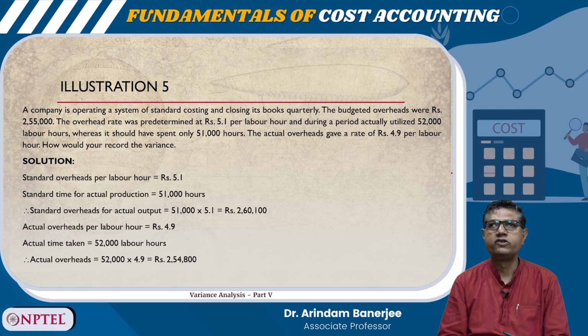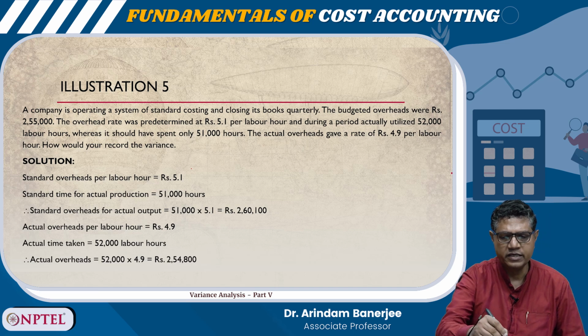Next illustration, illustration 5. A company is operating a system of standard costing and closing its books quarterly. The budgeted overheads were rupees 2,55,000. The overhead rate was predetermined as 5.1 per labor hour, and during a period it actually utilized 52,000 labor hours, whereas it should have spent only 51,000 hours. The actual overheads gave a rate of 4.9 per labor hour. How do you record the variance, right?